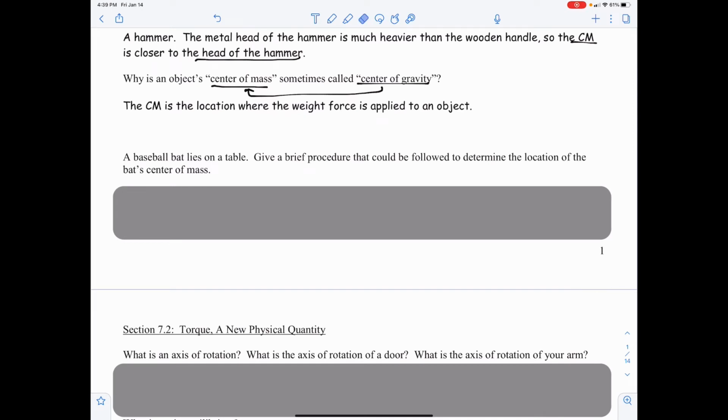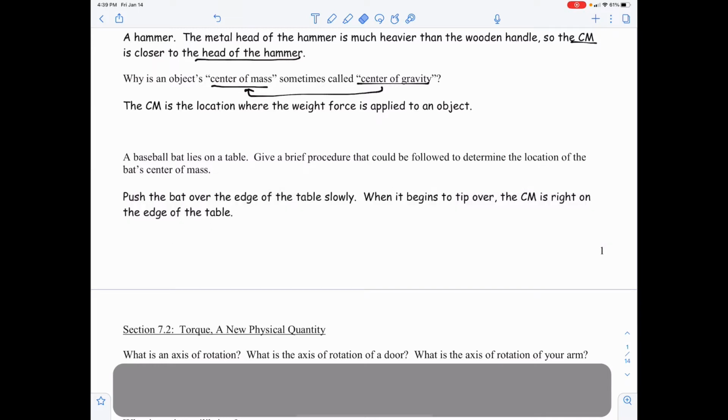A baseball bat lies on a table. Give a brief procedure that could be followed to determine the location of the bat's center of mass. Well, you could push the bat over the edge of the table slowly. When it begins to tip over, the center of mass is right on the edge of the table.